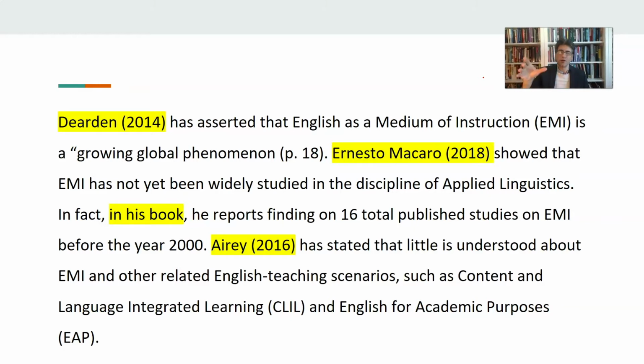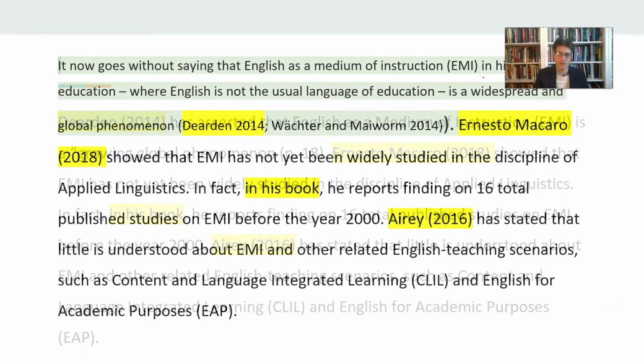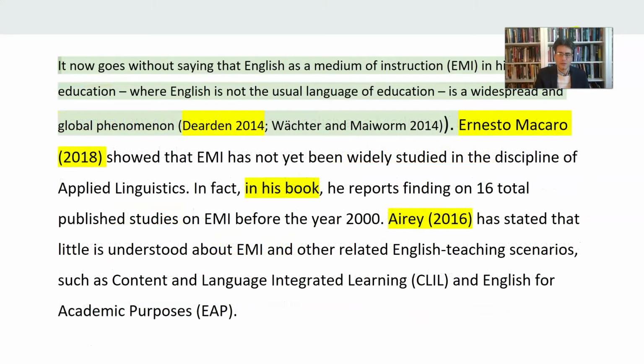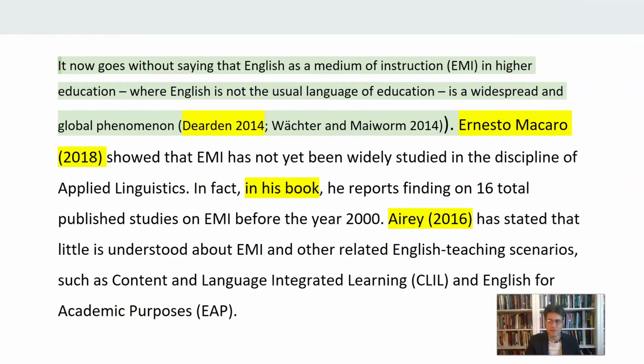Instead, you would try to weave that into your "I say," what they say, but with your "I say" inserted in it. So look at the difference here. In the first sentence, highlighted in light green, it now goes without saying that English as a medium of instruction in higher education, where English is not the usual language of education, is a widespread and global phenomenon.